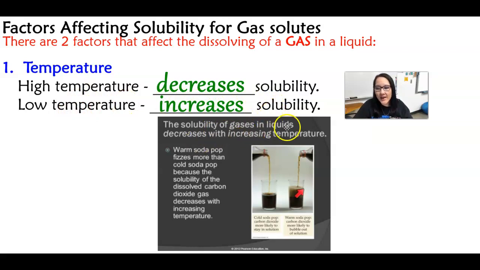The solubility of gases and liquids decreasing with increasing temperature. Warm soda pop fizzes more than cold soda pop because the solubility of the dissolved carbon dioxide gas decreases with increasing temperature. So if you have a cold soda, the carbon dioxide will more likely stay in the solution, but if you have a warm soda pop, then the carbon dioxide more likely will bubble out of the solution.